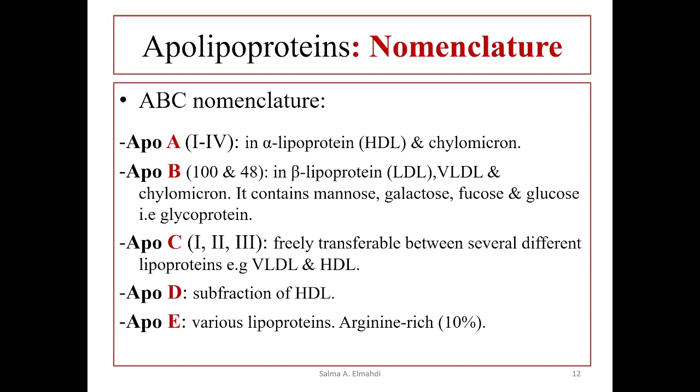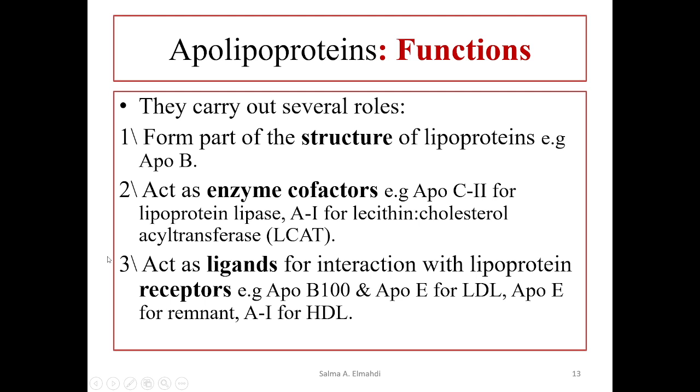ApoE is present in various lipoproteins. It contains a higher content of the amino acid arginine, about 10% of its content. The functions of apolipoproteins: mainly they have a structural role, but they also act as enzyme cofactors. For example, ApoC2 is a cofactor for the enzyme lipoprotein lipase. ApoA1 is a cofactor for lecithin cholesterol acyltransferase.